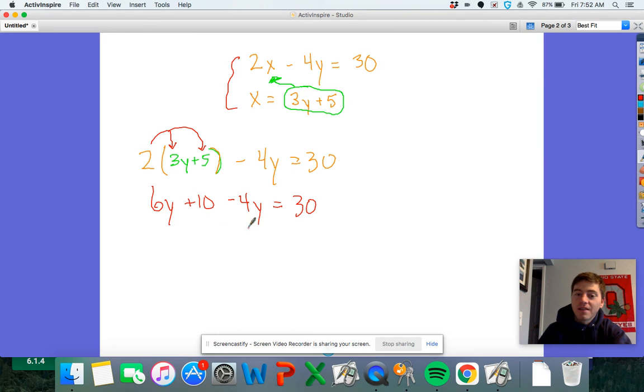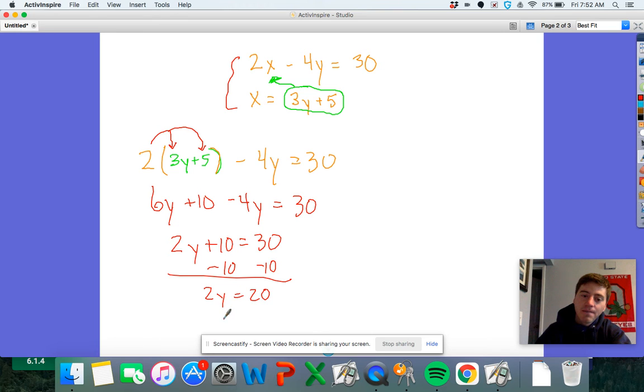Now we're not completely simplified because we have like terms. We got 6y's and negative 4y. So 6 minus 4, 2y plus 10 is 30. Now it looks a lot like the other one, right? I can subtract 10 from both sides. 2y equals 20. Divide by 2 on both sides.